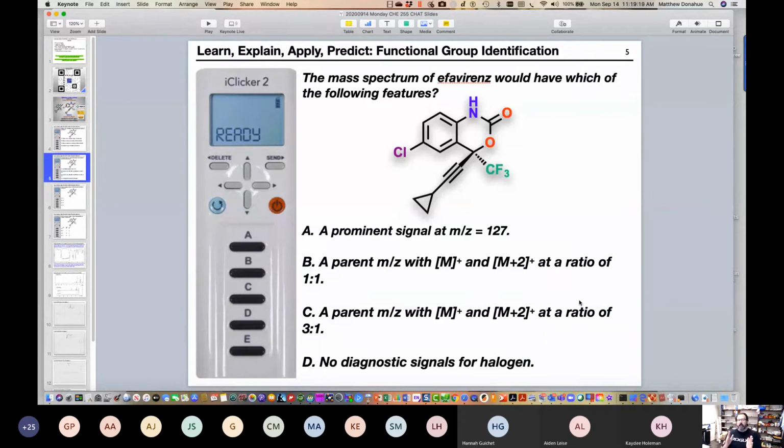So of the instrumental techniques we're learning, mass spectrometry is particularly useful for determining if a halogen is present. In infrared spectroscopy, really that technique is not good for determining halogens because the carbon halogen bond stretchings are in the fingerprint region, and it's really hard to suss out those details.